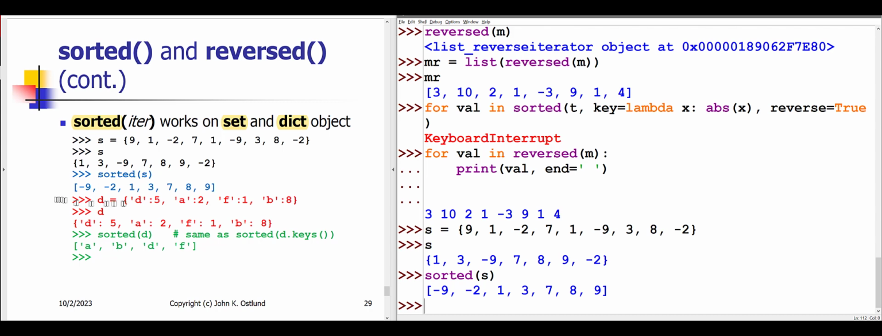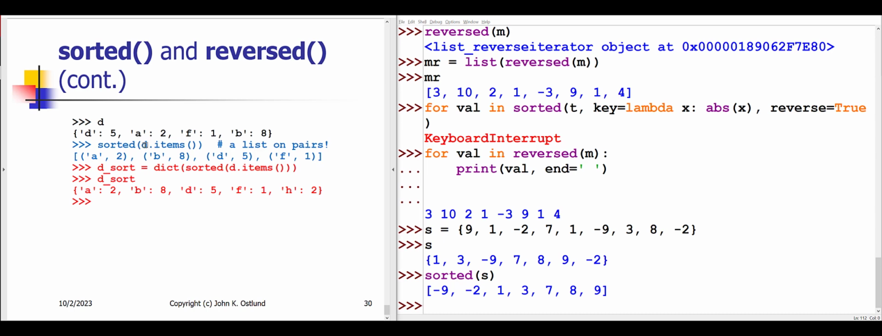Similarly, I'm not going to type this one in. It's just a little long. I can create a dictionary, and when I sort the dictionary, when you give just a dictionary name as an iterable, that is equivalent to asking for the keys of the dictionary. So what you get back is a list containing the keys in ascending order.